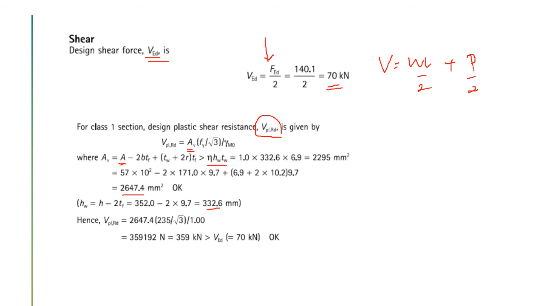Okay, so this one, since the value is greater than 229, we use this value to calculate VPLRD. So you put it here, then you calculate your VPLRD, and we get VPLRD equals 359, which is greater than 72 kilonewton. Then it means that the section is adequate in shear. The checking is pass.